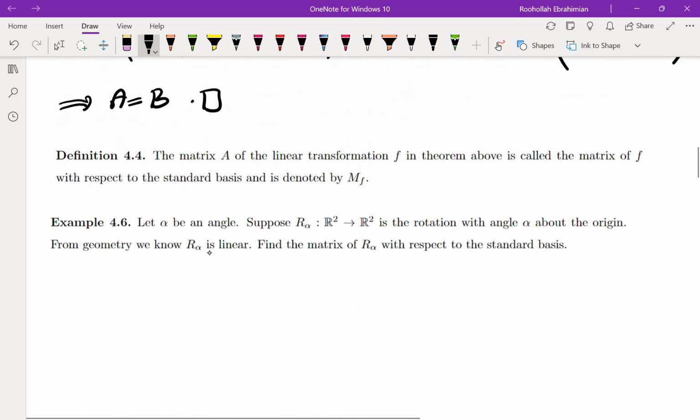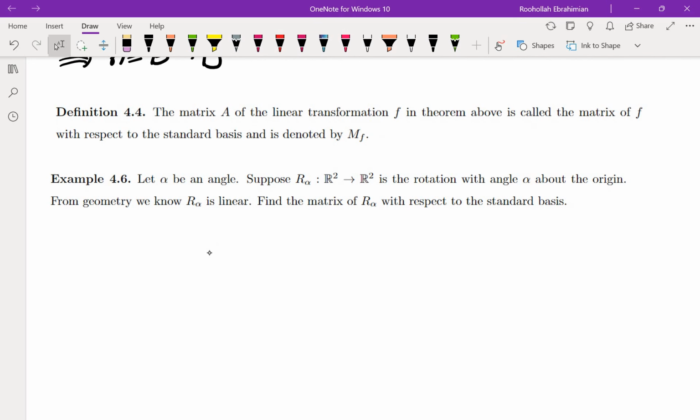That would give us the matrix of A. Okay, let's do an example on that. But before that, we have a notation for this. So this matrix that we talked about earlier is called the matrix of F with respect to the standard basis, and it is denoted by M sub F. So the matrix A of the linear transformation F in the theorem above is called the matrix of F with respect to the standard basis, and it is denoted by M sub F.